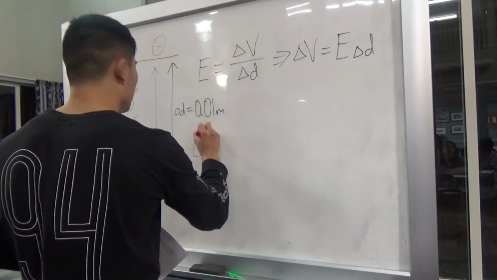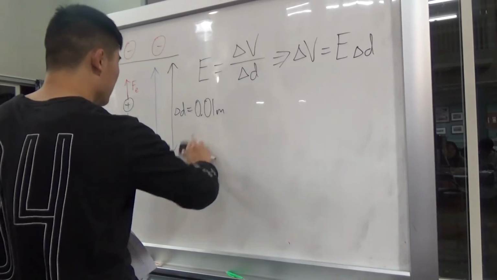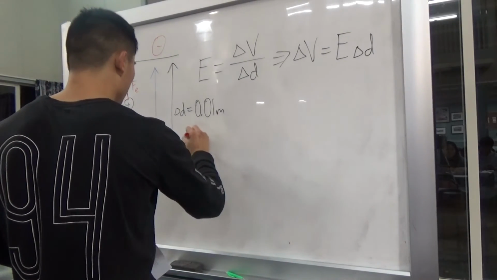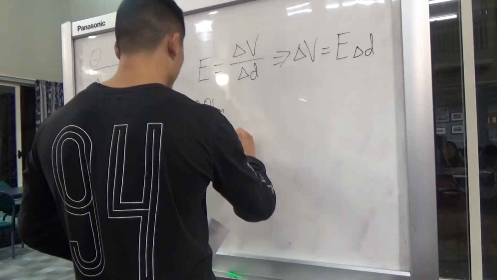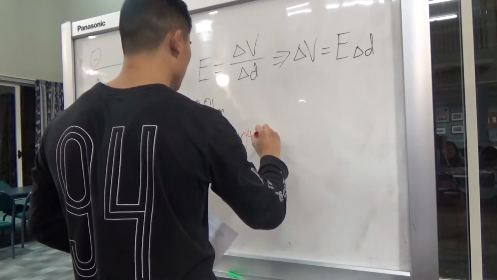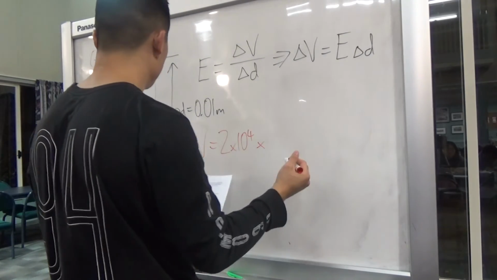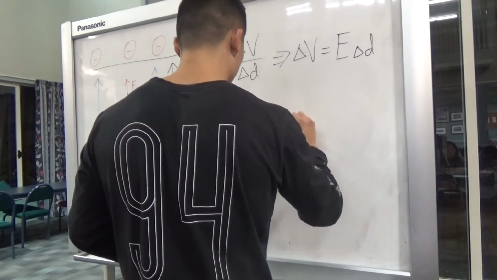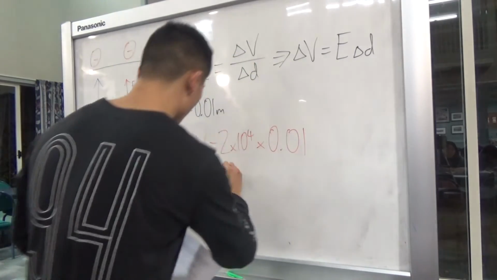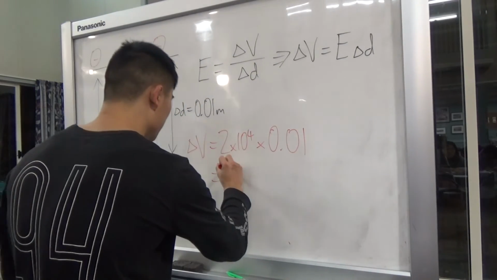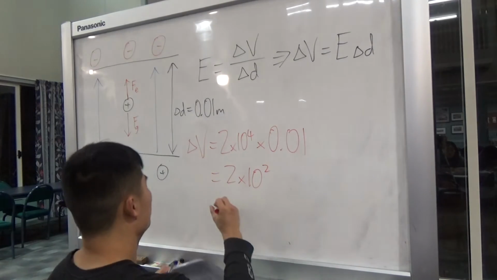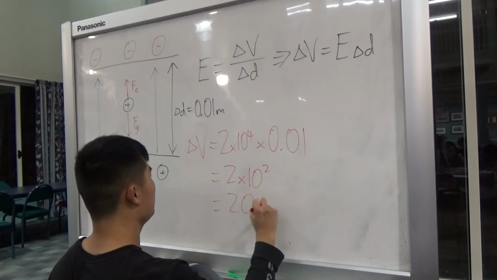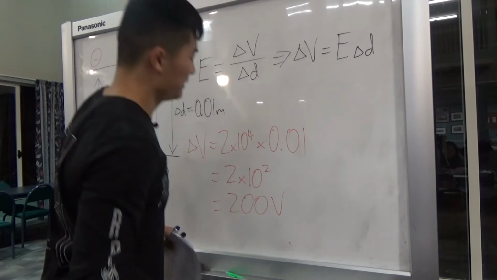So delta V is equal to the electric field strength, which is 2 times 10 to the power 4, times delta D, which is 0.01. So that's going to be 2 times 10 to the power of 2, or 200 volts.